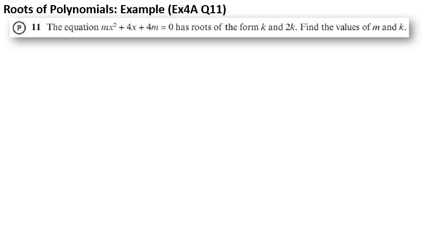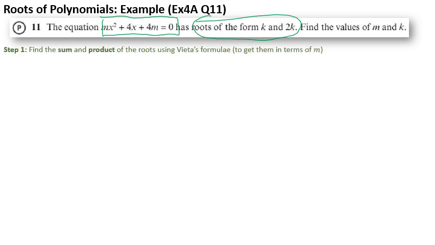Well, in order to do that, we're obviously looking for a connection between the coefficients of the quadratic equation, because in this format, it's all about the coefficients, m, 4, and 4m. But also, we've got the roots of the form k and 2k. So we know from that description, we need some link between coefficients and roots. We know we're going to be using Vieta's formulas.